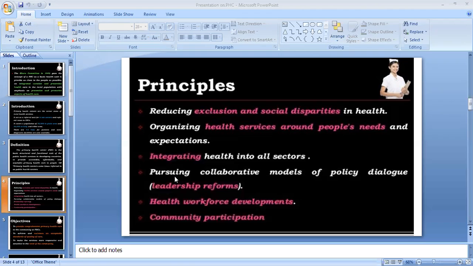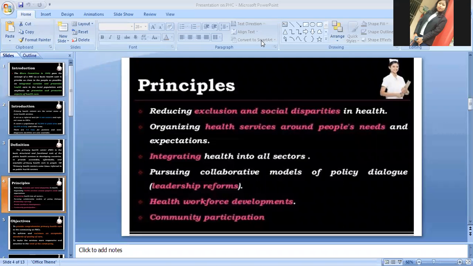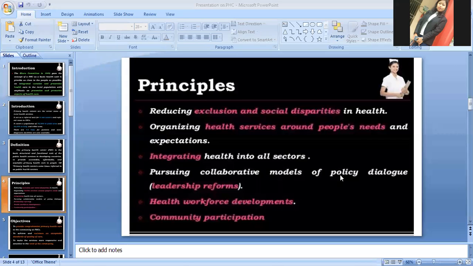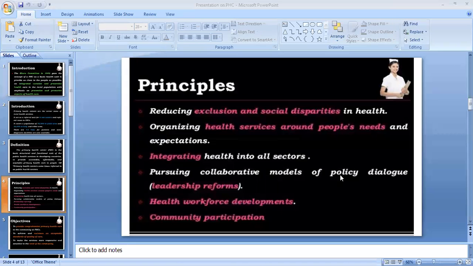So here they are telling pursuing collaborative models of policy dialogue. We have some policies. That's why at the start of the class, I mentioned the 108 under NRHM. NRHM has some policy. Every program, every committee has some policy. Under that policy, they train people. You know ANM training, GNM training, ASA workers training. You heard about that, right? Those come under some model, some policy. So these things are also handled by the primary health center. Clear with these principles?